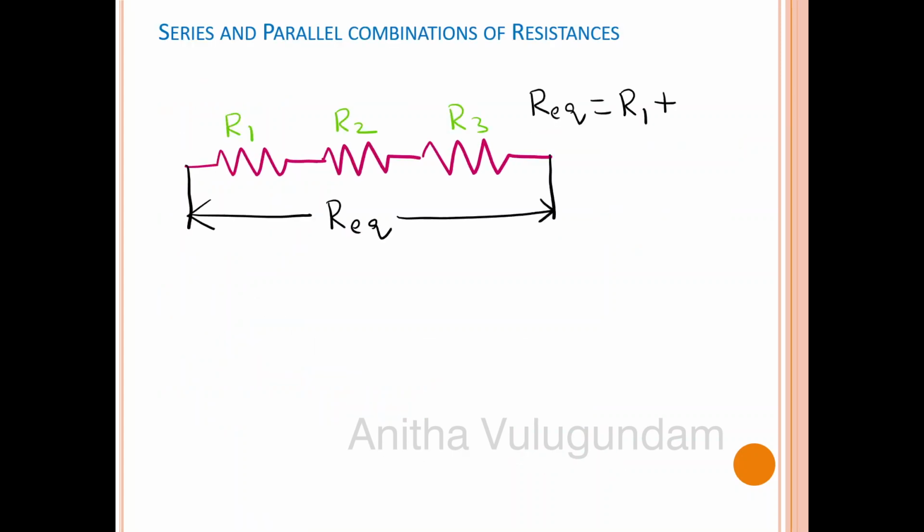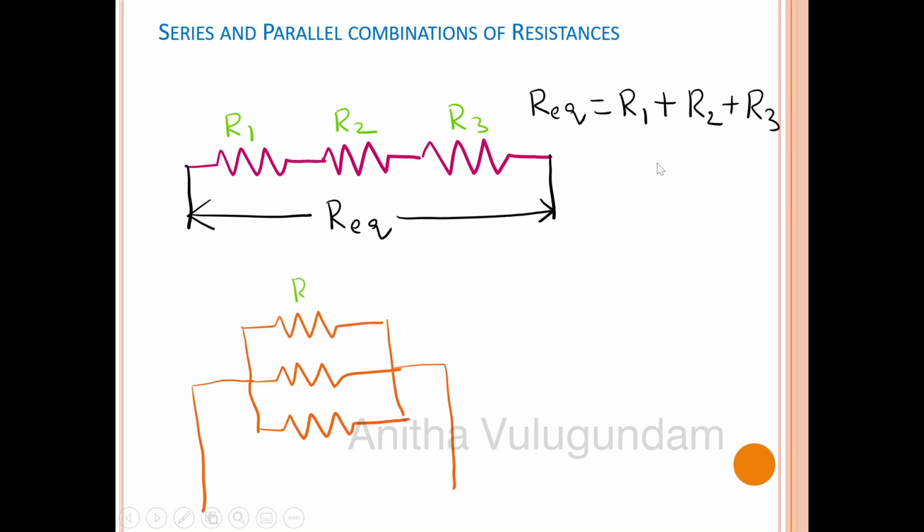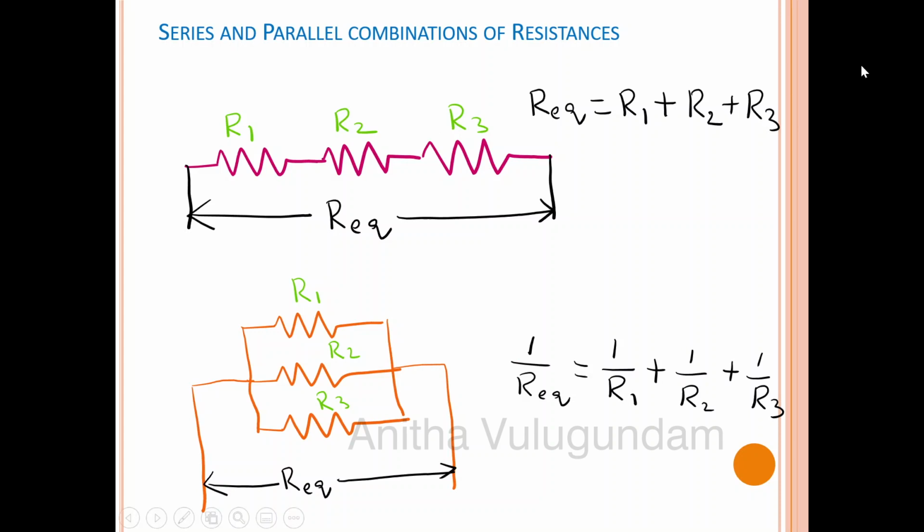If you connect resistors in series, R equivalent or equivalent resistance can be written as sum of resistances R1 plus R2 plus R3. If resistors are connected in parallel, equivalent resistance is given by 1 by R equivalent equal to 1 by R1 plus 1 by R2 plus 1 by R3.